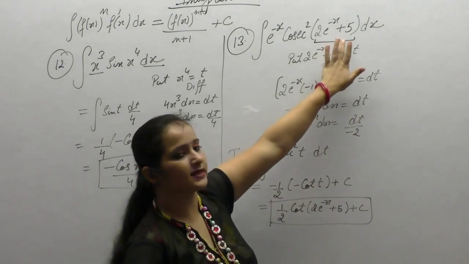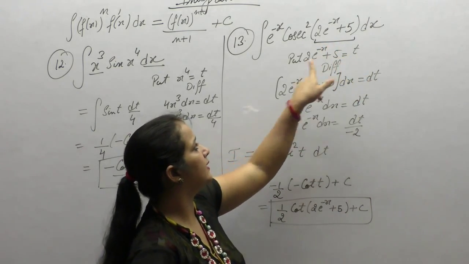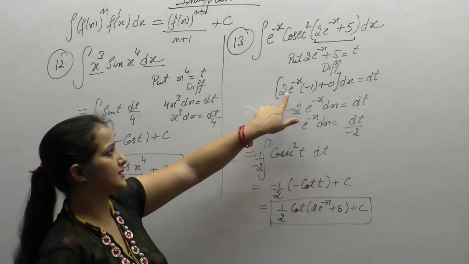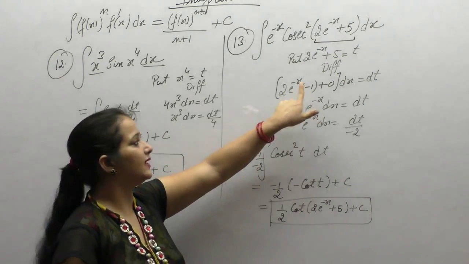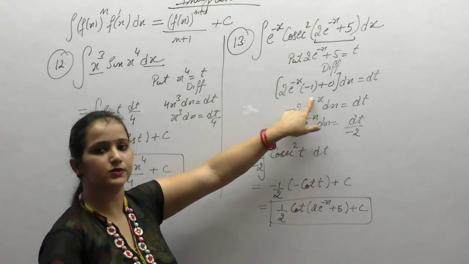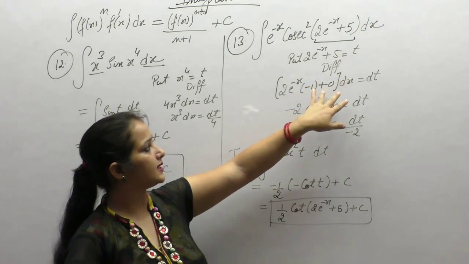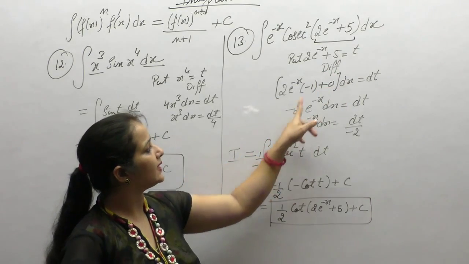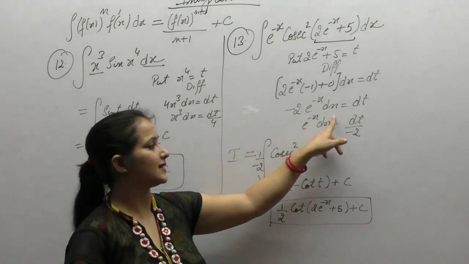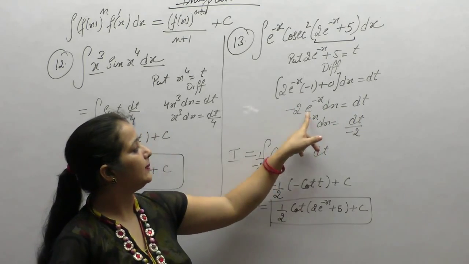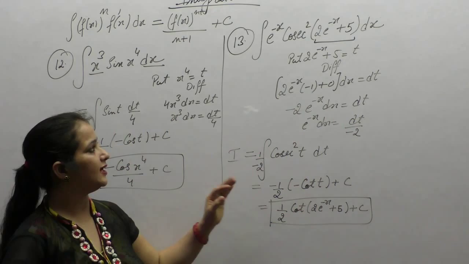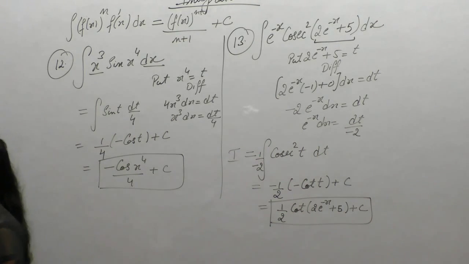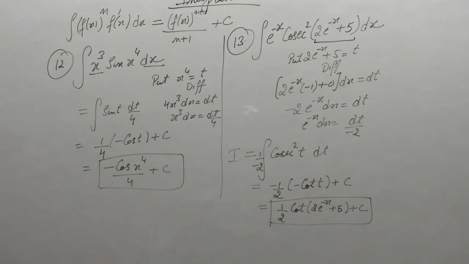We put this term as t. After that differentiate it. 2 e power minus x: the derivative of e power minus x is e power minus x, and the derivative of minus x is minus 1. The derivative of the constant term is 0. Minus 2 e power minus x dx is dt. e power minus x dx is dt upon minus 2. Put the values in the given integral, and after that apply the formula for the integral of cosec square x.